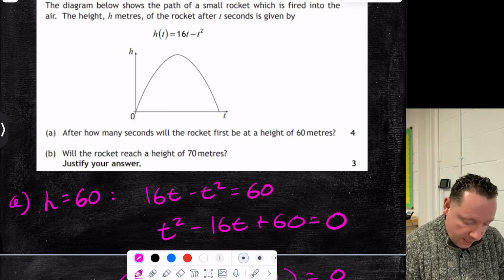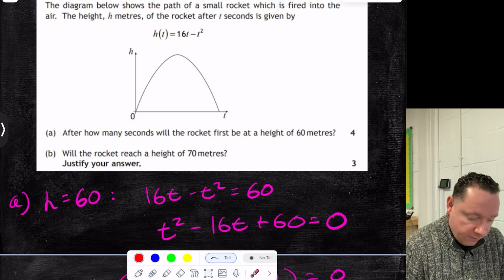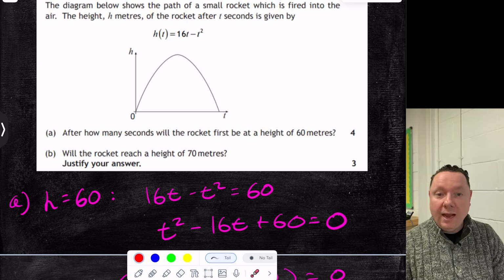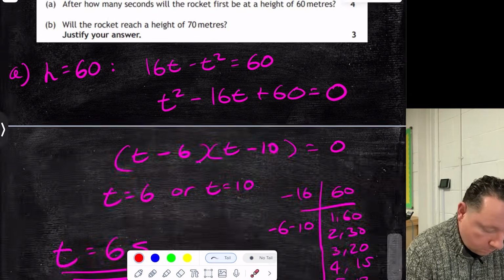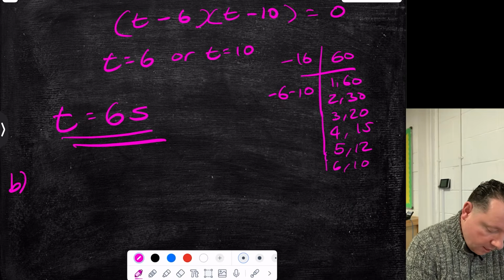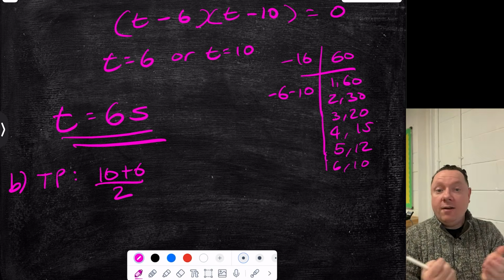Well, the maximum it ever is the maximum turning point, which is here. So we need to work out where the turning point is and then find out what the height is at that turning point. So we know we've got 6 and 10. So for part B, our turning point happens at 10 plus 6 divided by 2. You add the roots and you halve it to get the middle of them.